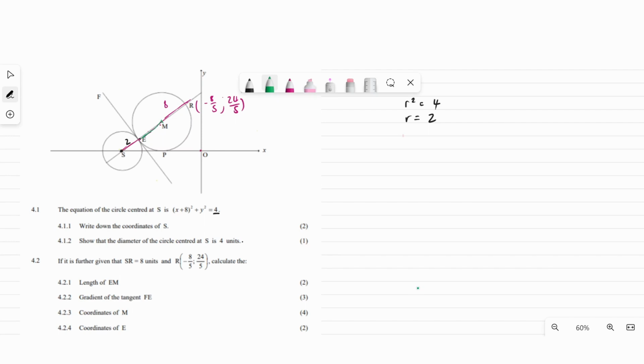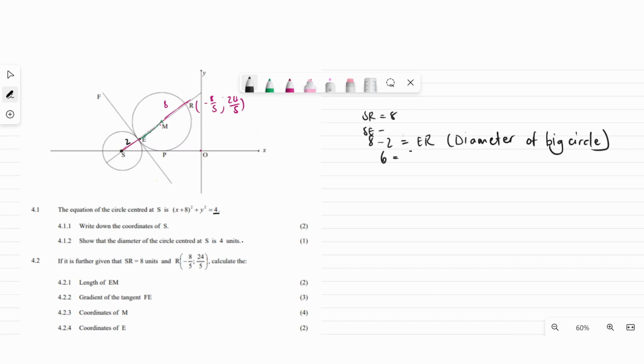What is the small portion made out of? The radius of the big circle. So we need to find the radius of the big circle. So this whole thing, SR, is equal to 8 units, right? I'm going to get ER. What's ER? ER is the diameter of the big circle, right? So therefore 6 is equal to ER.